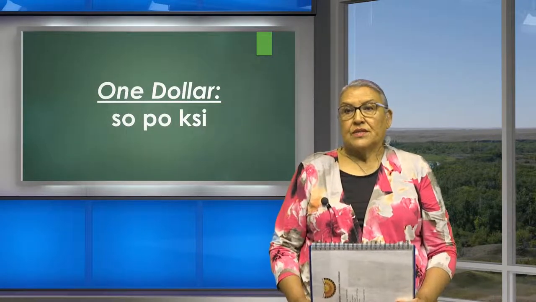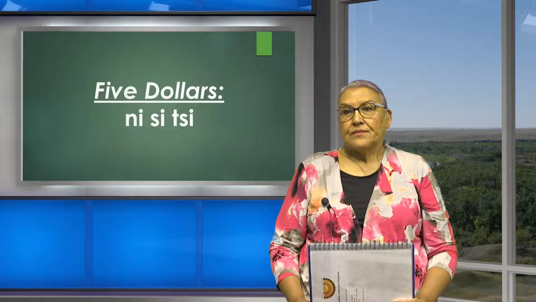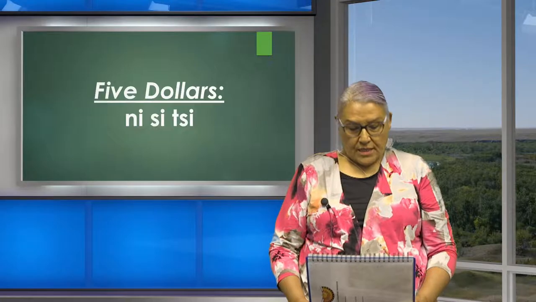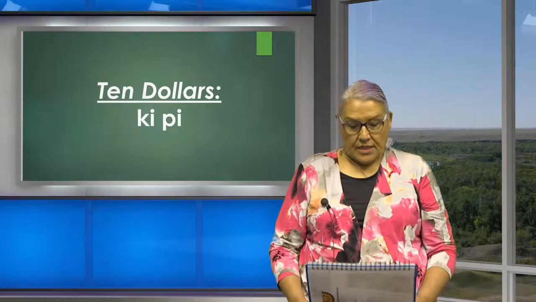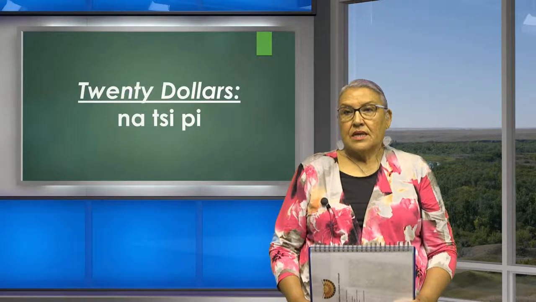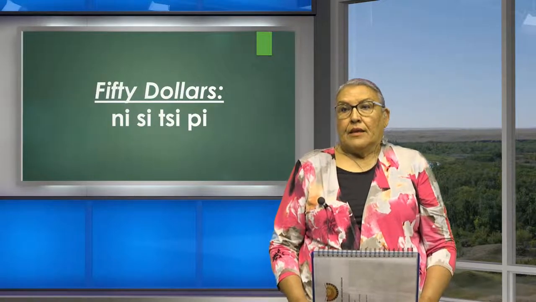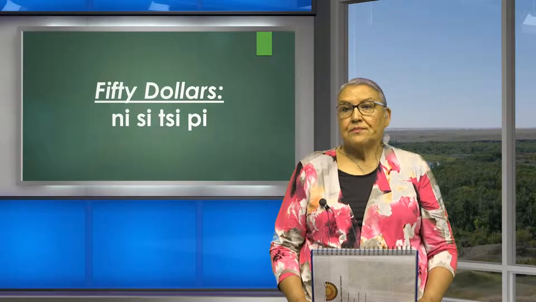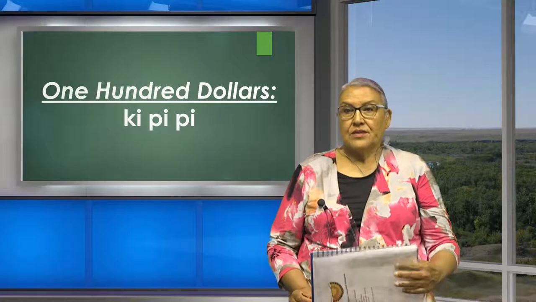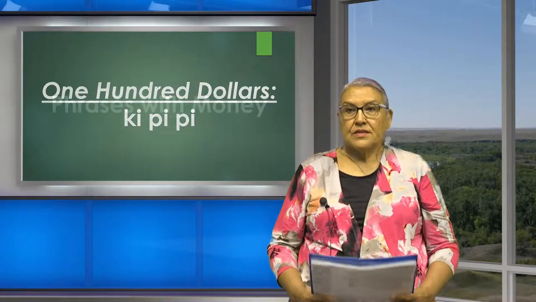$1. Supuksi. $5. Nisitsi. $10. Gipi. $20. Natsipi. Next one. $50. Nisitsipi. Next one. $100. Gipipi. So the next one is phrases with money.